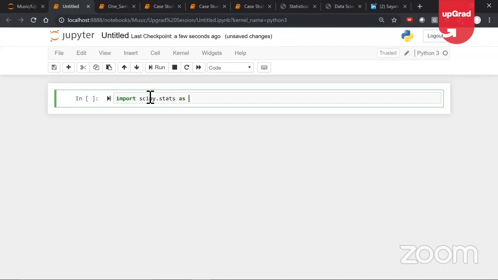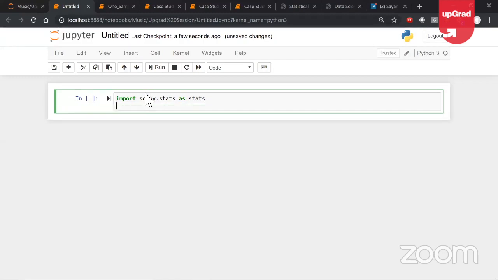What is SciPy? SciPy is a scientific computation library of Python. A lot of statistical functions related to t-testing, z-testing, chi-square, ANOVA, and many other scientific functions are available in SciPy. I'm going to import the stats module of SciPy and call up this function: scipy.stats.norm.isf. And don't worry why I'm doing this, I'll explain it to you.